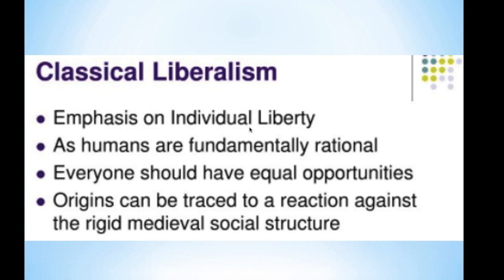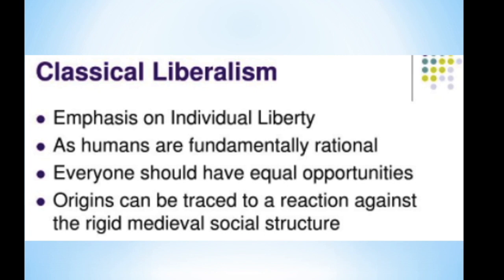So, what is classical liberalism? It's an emphasis on individual liberty. So, the government should at least protect your rights to freedom of speech, freedom of religion, the right to assemble, many of the things that are in the First Amendment. So, the belief that individual liberty is very important and the government should protect it. All humans are fundamentally rational, meaning that people are able to think for themselves and can make decisions for themselves, freedom of thoughts and ideas. Everyone should have an equal opportunity, that the government should not infringe on people having opportunities to succeed or the right to pursue happiness, as mentioned in the Declaration of Independence.